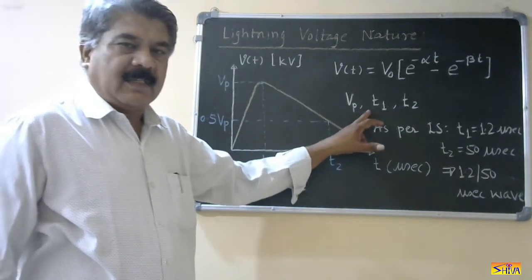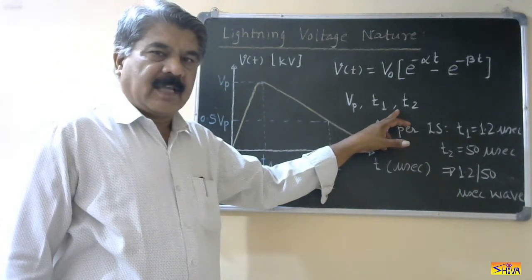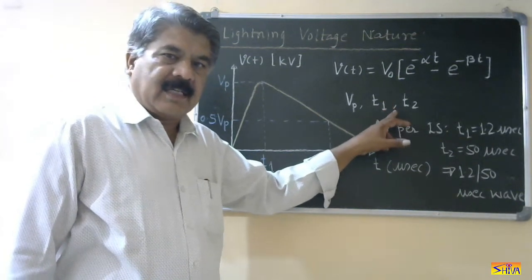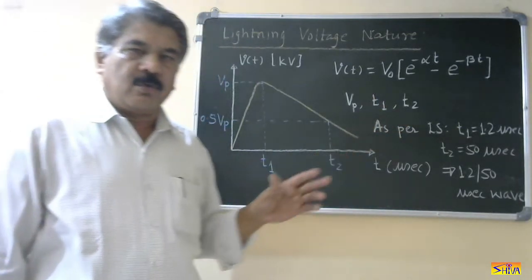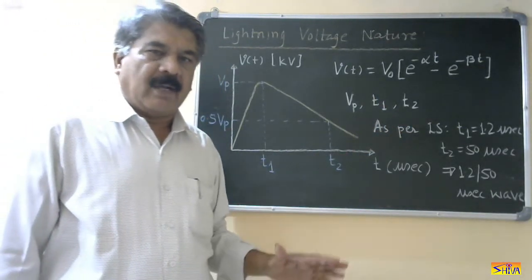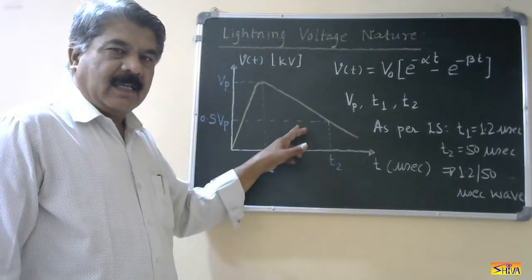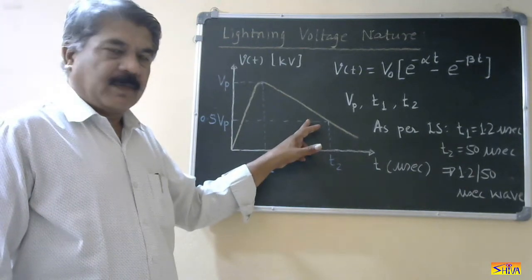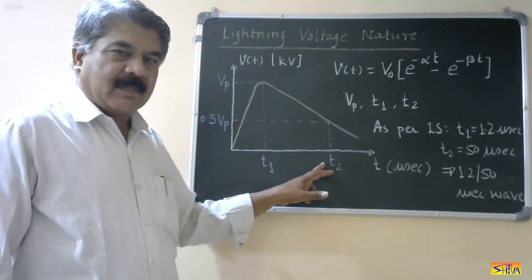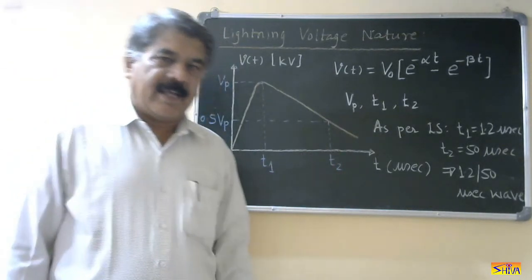So T1 is rise time or front time. T2 is called tail time or decay time. It is the time required by the voltage wave to reduce to 50% of the peak value. So it attains the peak value, then it decays and attains 50% of the peak value. This is 50% of peak value, and the corresponding time is called T2, that is tail time or decay time.